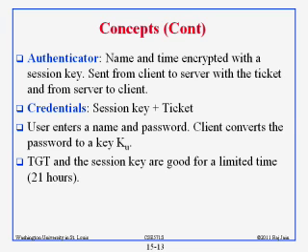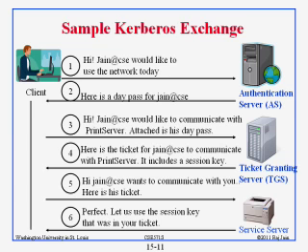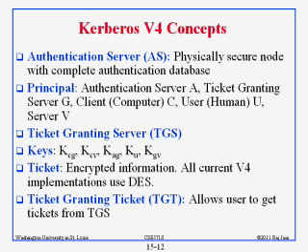Then the TGT and the session key are good for a limited time, 21 hours. So when you get a ticket granting ticket, I say it's a day pass, but it's almost a day, 21 hours. Why 21 hours, not 24? It's the way time is coded in so many units and so many bits, so the maximum you can code is 21 hours. All right, so this is the fundamental. You get a long-term ticket, you get a short-term ticket, and then you can talk to anybody.